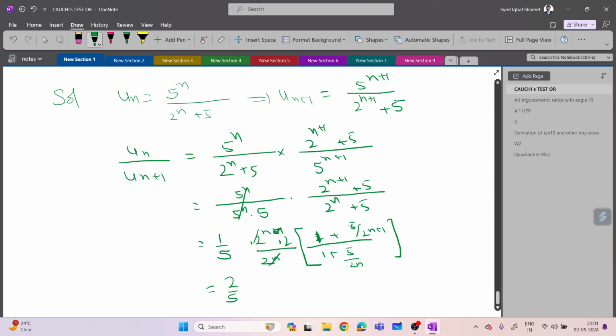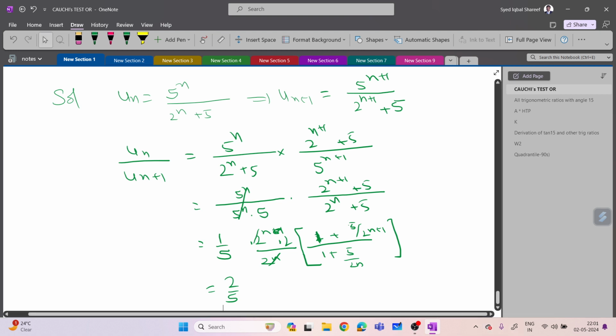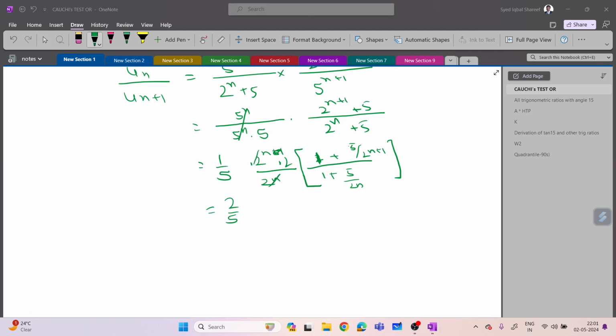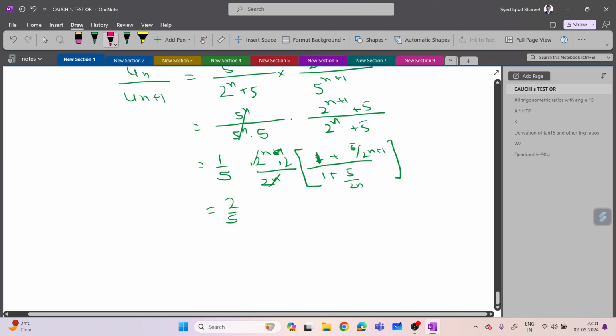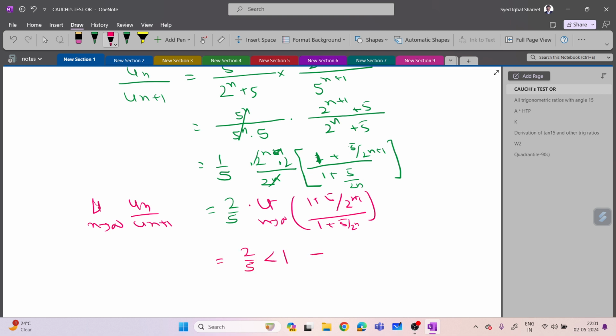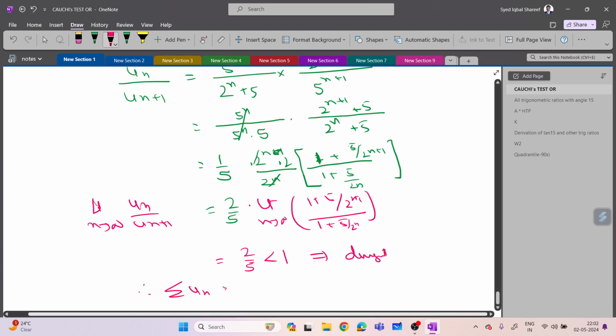Now apply the limit. So limit n tends to infinity un by un plus 1 equal to limit n tends to infinity 1 plus 5 by 2 to the power of n plus 1, 1 plus 5 by 2 to the power of n. As n tends to infinity, 1 by n tends to 0. So answer is 2 by 5. 2 by 5 is less than 1. Less than 1 means divergent. So the given series summation un is divergent.